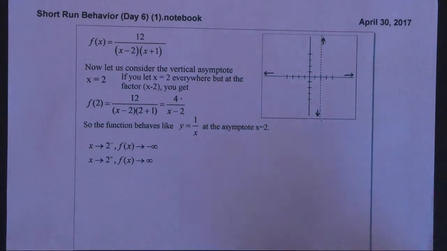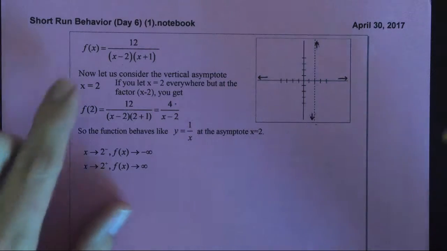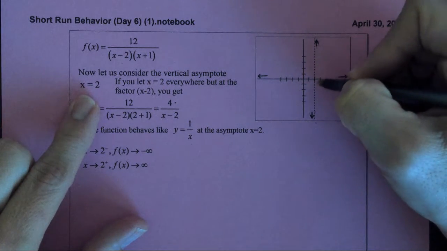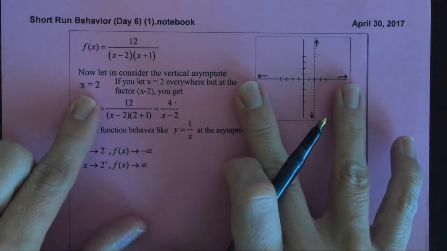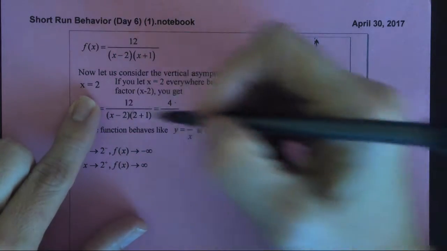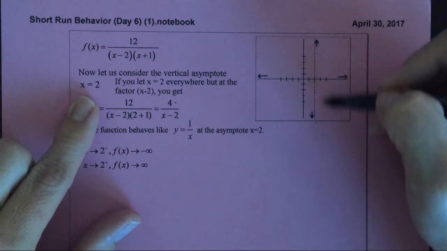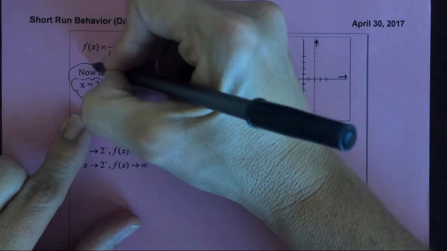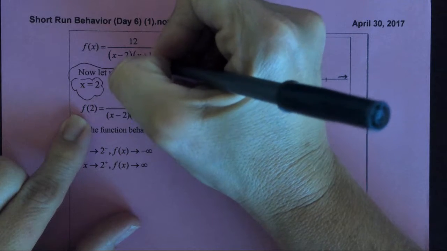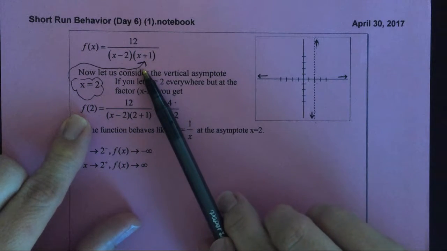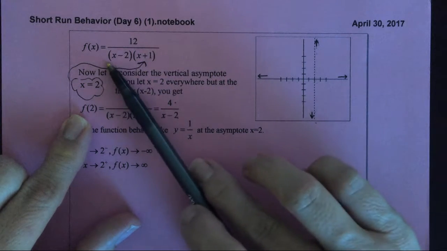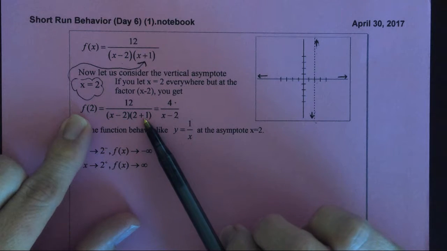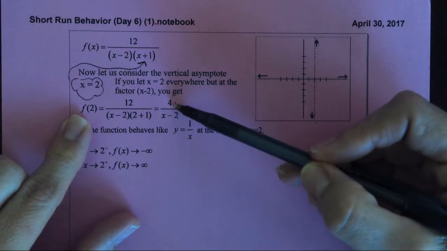So we're going to start off by looking at the vertical asymptote of 2. I went ahead and sketched in a picture at x equals 2. Notice my long-run behavior is still here. So when you're trying to figure out what's going to happen at this vertical asymptote, you're going to take this 2 and plug it into the factor that doesn't have the 2. I'm not going to plug it into x minus 2 because it would be 0. I'm going to plug it into the other one. And 2 plus 1 would give me 3. And 12 over 3 gives me 4.